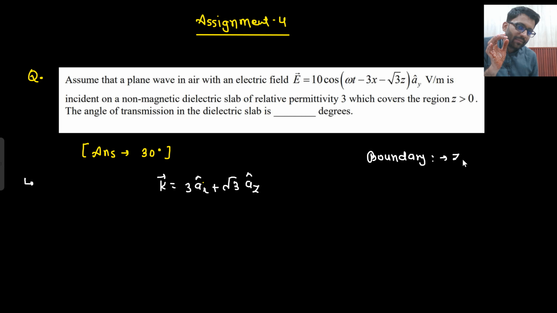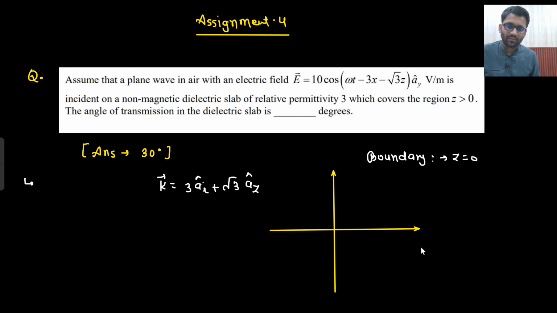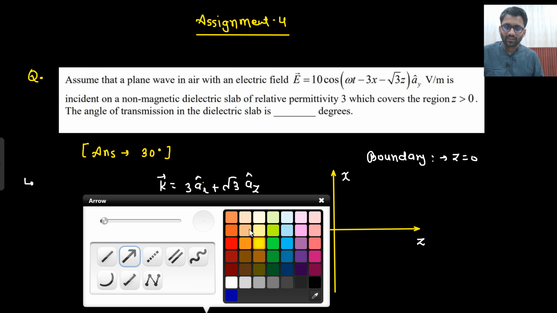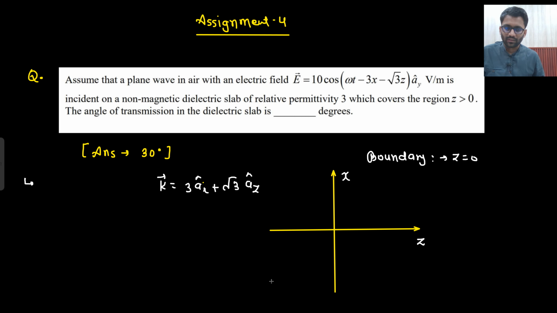So how will I make the diagram? I will make xz plane, and z should be horizontal, because boundary is z equals to 0. So this is how we make the diagram. This is your z, this is your x. And how wave is coming? Plus ax and plus az. So wave is coming in this manner. And which is your incident angle? This is your incident angle.